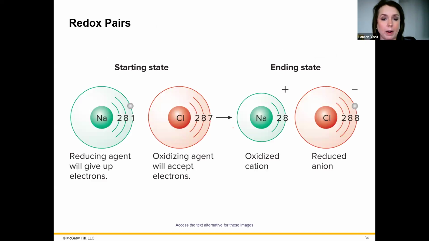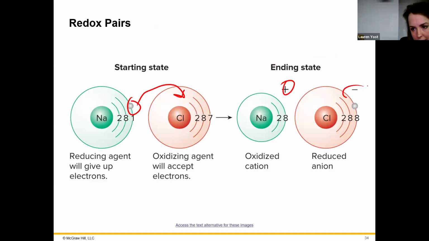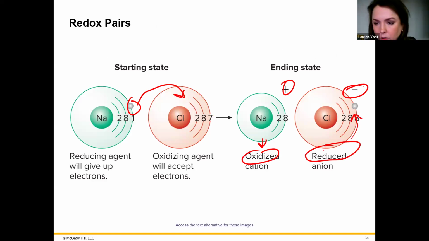We've already talked about sodium giving its little electron to chlorine. Now it's positive, and now that's negative. So this lost, so it is oxidized, and this gained, so it's reduced. Just reprising that so we're aware again.